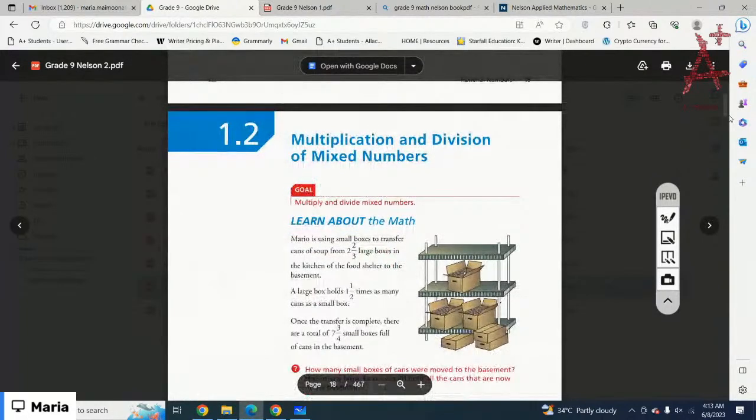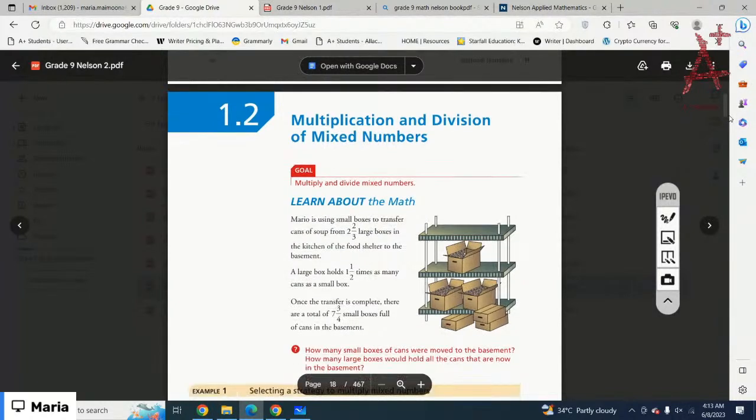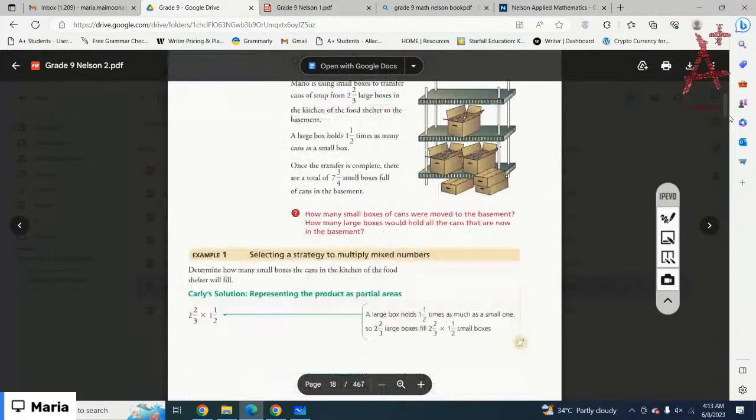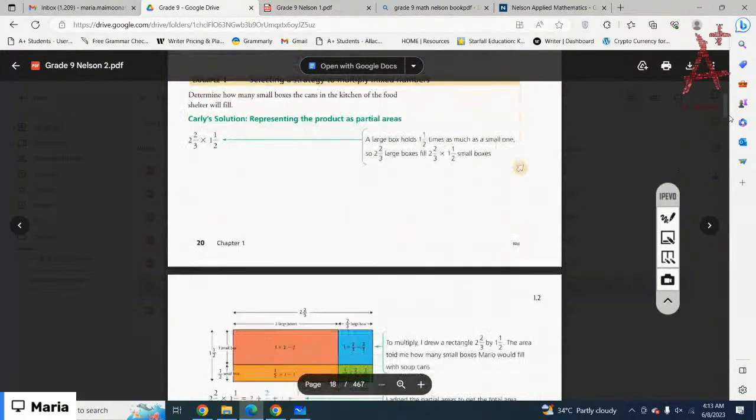The next one is 1.2, multiplication and division of mixed numbers. Now we're going to learn how to multiply and divide mixed numbers. Got it? Let's just start with the first example. You have to multiply 2 whole 2 over 3 times 1 whole 1 over 2.